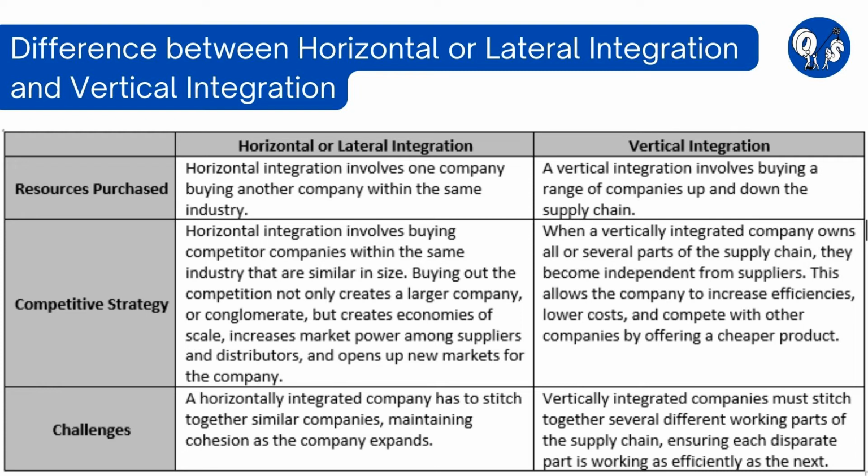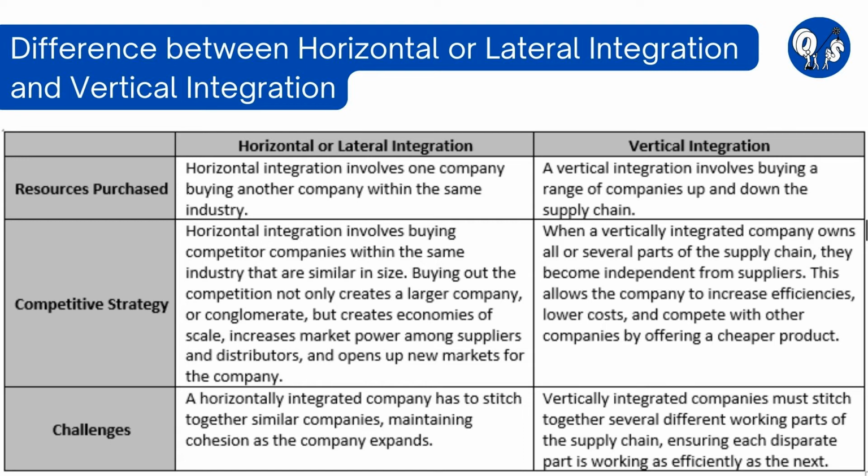Whereas when a vertically integrated company owns all or several parts of the supply chain, they become independent from suppliers. This allows the company to increase efficiencies, lower costs, and compete with other companies by offering a cheap product. Let's discuss the third difference.